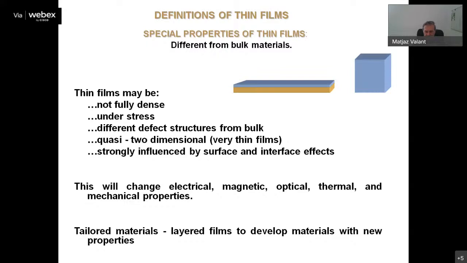There's another nice thing about the thin films. We can deposit one sort of thin film, and on the top of that, also another, and yet another. So we can have kind of composite thin film structures, and that can bring out a number of new interesting properties.